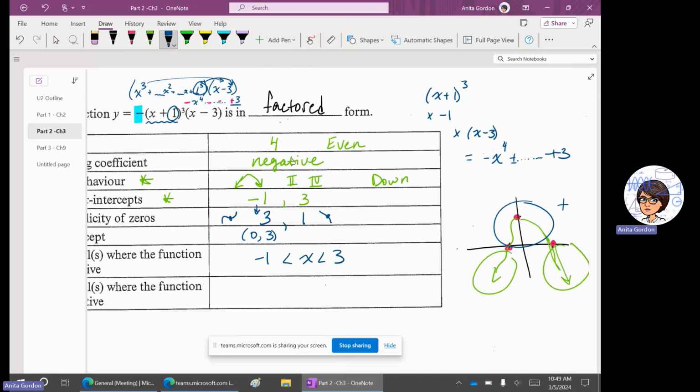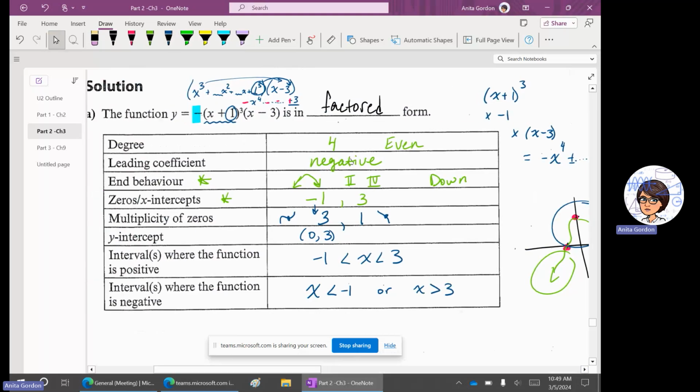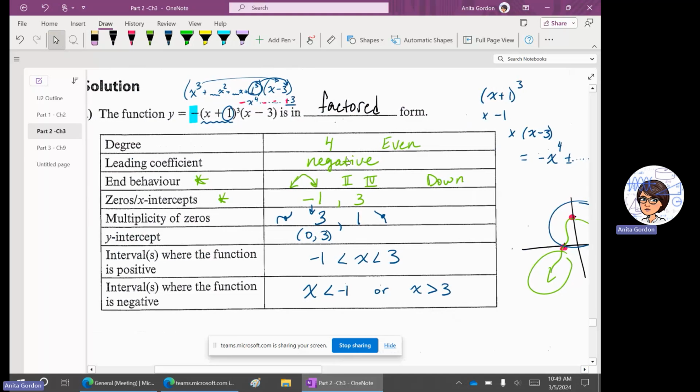And where is it negative? It's negative on the other side of the intercepts. So -1, let me just give myself a little bit more space here. X must be less than -1, or X can be greater than +3. And that's where it's going to be negative. Okay, so we have some information here.